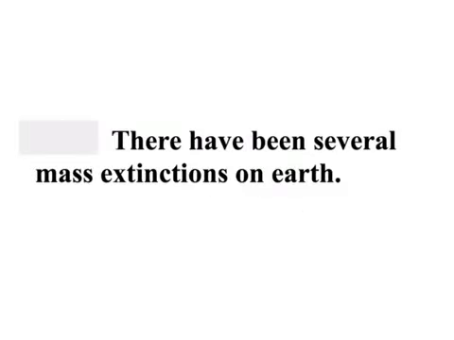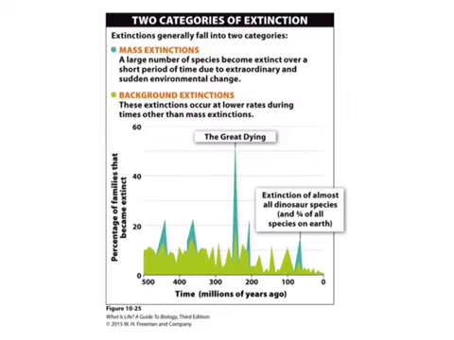Let's talk a little more about mass extinctions. There have been 5 mass extinctions in Earth's history, and it's argued that we are currently going through a 6th mass extinction. There are 2 types of extinctions that we can look at. Mass extinctions are when a large number of species become extinct over a short period of time due to extraordinary and sudden environmental changes. We also see that there are background extinctions going on all the time. These extinctions occur at lower rates during times other than mass extinctions. Every year we lose a certain number of species, and this is our background extinction.